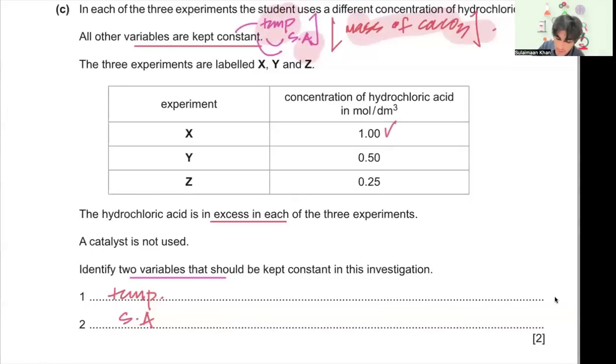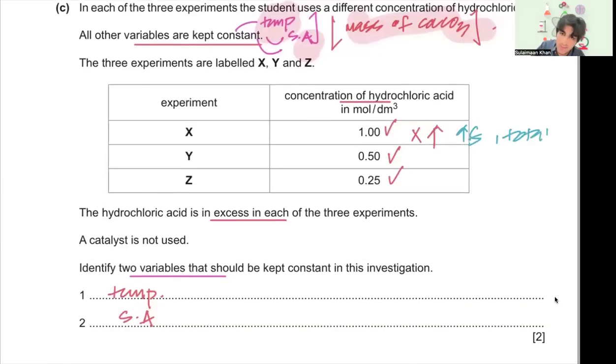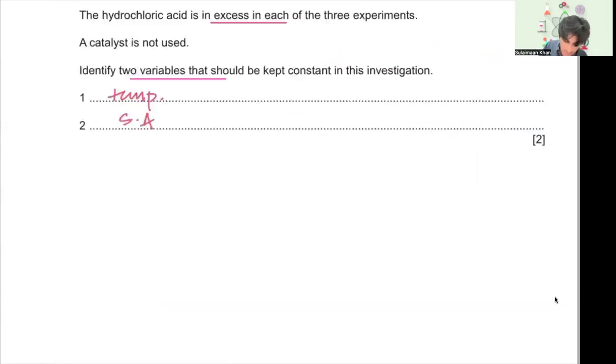Now see, hydrochloric acid concentration 1.5, 0.25. The higher the concentration, the higher the rate of reaction. So experiment X would have the highest rate of reaction because it has the highest concentration, which means more particles per unit volume, which would increase the frequency of collisions. The total successful collisions would increase and the rate of reaction would increase. So this is the highest, then that's the second, that's the third, right? X is 4 times as high as Z, and X is twice as high for rate of reaction as Y. Twice as much.